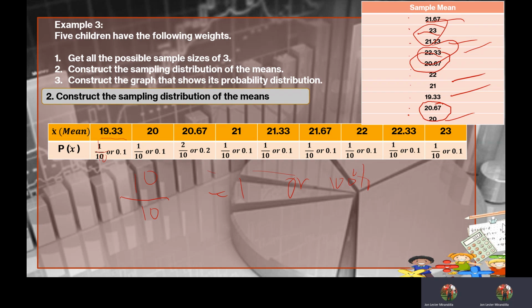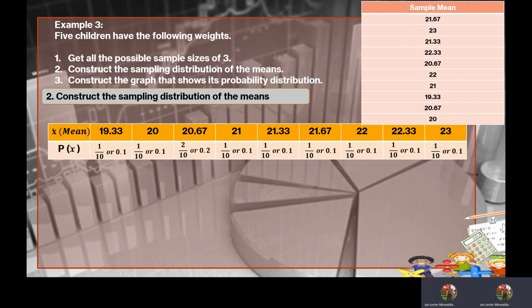Gets ba yung pagkuha ng ating probability dito sa ating example number 3? Type 1 if it gets. Type 2 if naguguluhan. Okay. Type 1.